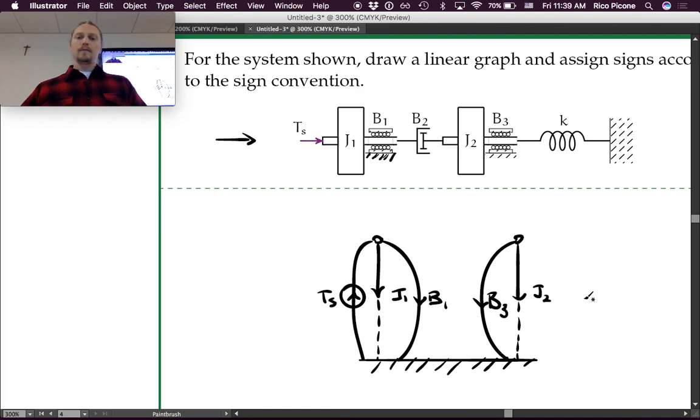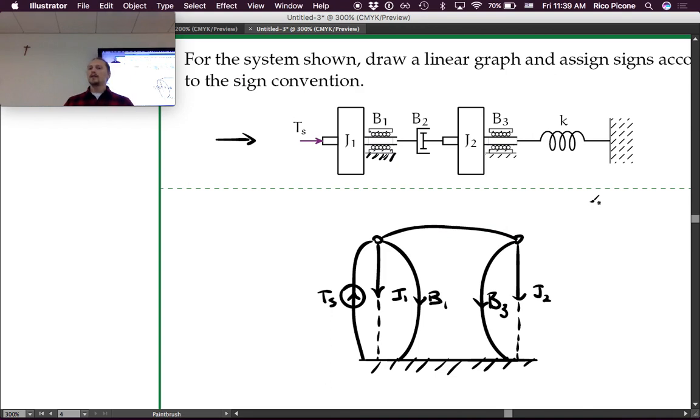Our B3. And what about our B2? Which two nodes does it connect? J1, J2. Yeah, J1 node to J2 node. So it goes like this.